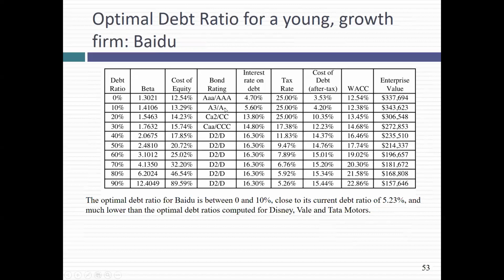But after moving from 10 to 20, you suddenly get a huge change in the bond rating from an A- to a double C. And what that means is that the interest rate on debt moves from 5.6 to 13.8. It becomes very expensive for these companies to take on debt because they just don't have enough money to cover the debt payments. So when we look at these types of companies, we generally find that they usually have very low debt. In actuality, Baidu has a debt ratio of 5.23, which seems to be pretty reasonable based on our estimations. It's also a significantly lower debt ratio than the other companies.